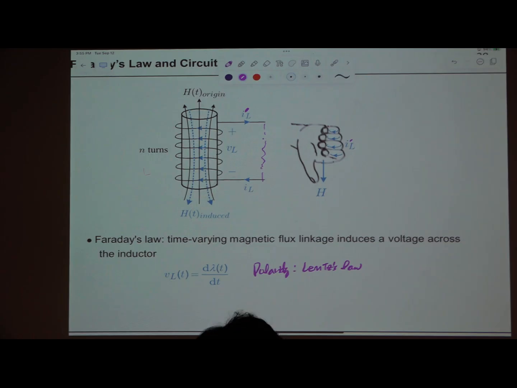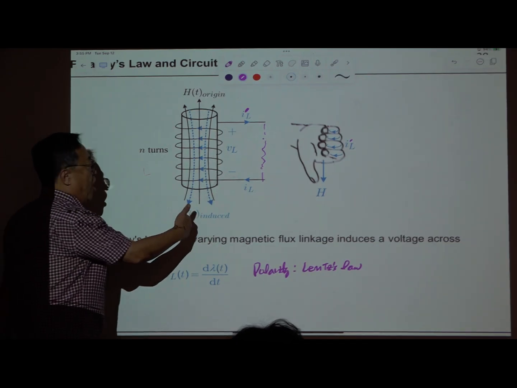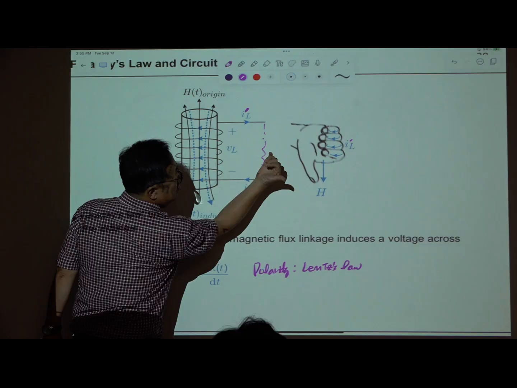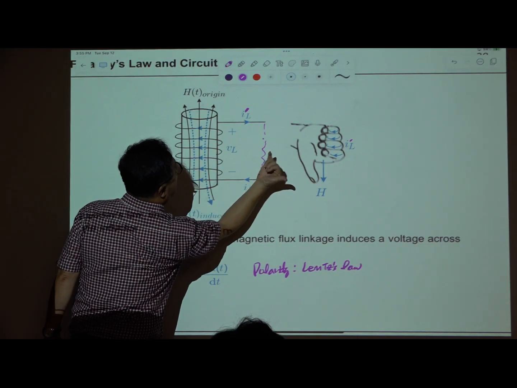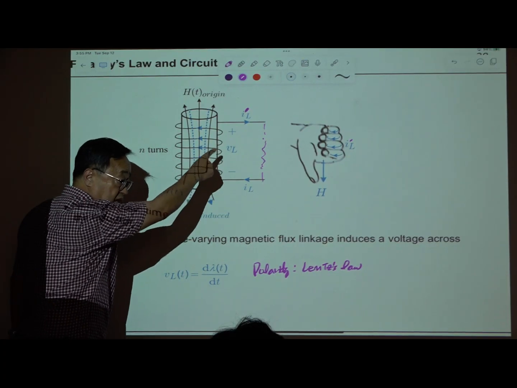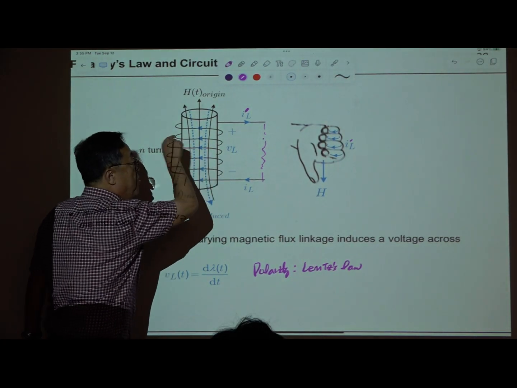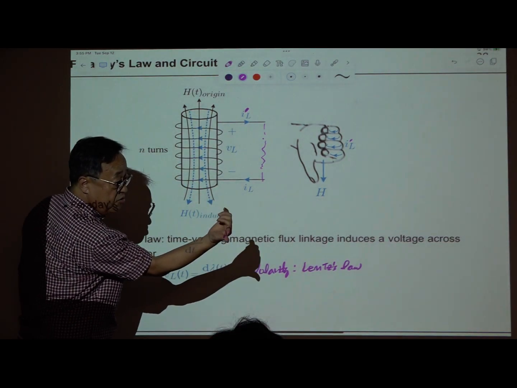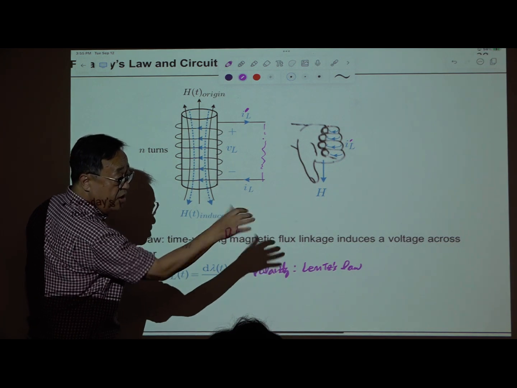We use the right-hand rule here because the induced H should be in the opposite direction to this. Then it should be like this. Then the current will go in this direction, so the current should come out like this. It's coming out and going in this direction based on this right-hand rule. The same thing here.